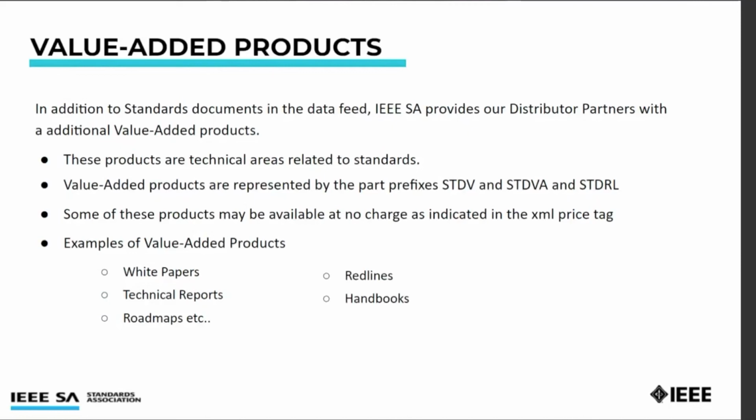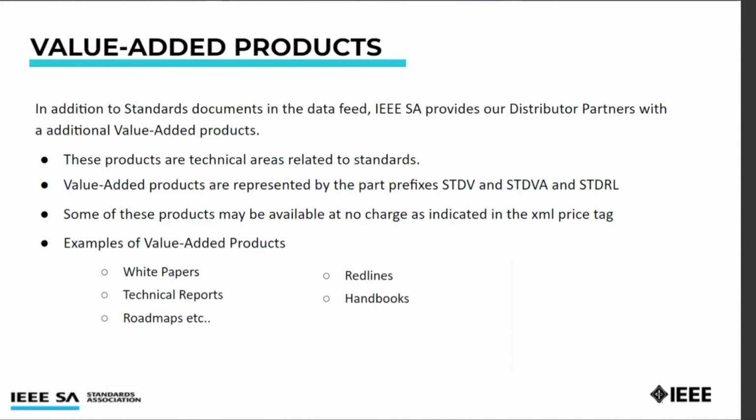White papers, part prefix STDVA, are reports that inform customers of a new technology or topic of interest. These are usually available at no charge to the customer. Redline standards, part prefix STDRL, are approved revisions of standards that show changes between the previous version and the new version. Other value-add products may be assigned the part number prefix STDVA.